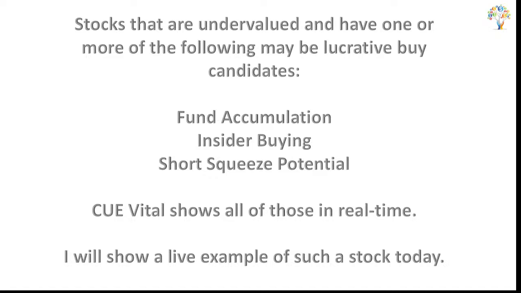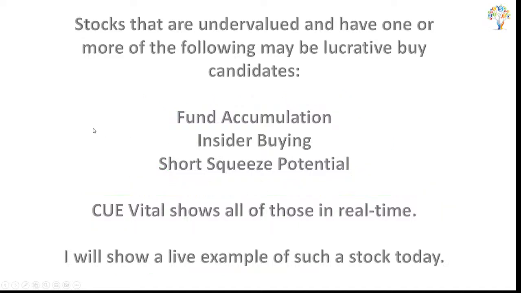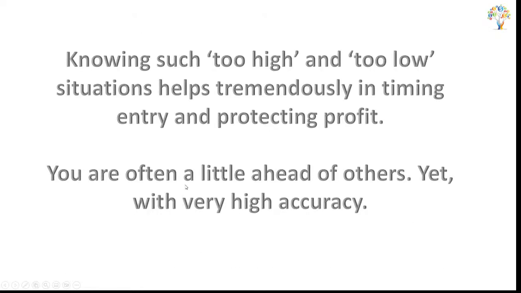Stocks that are undervalued and have one or more of the following may be even more lucrative buy candidates. One or more of what? Fund accumulation, insider buying, and short squeeze potential. Q Vital shows all of them in real time for any stock in the USA as well as global markets, and I will show again a live example of such a stock, how I use these characteristics to buy a stock and tell about it publicly.